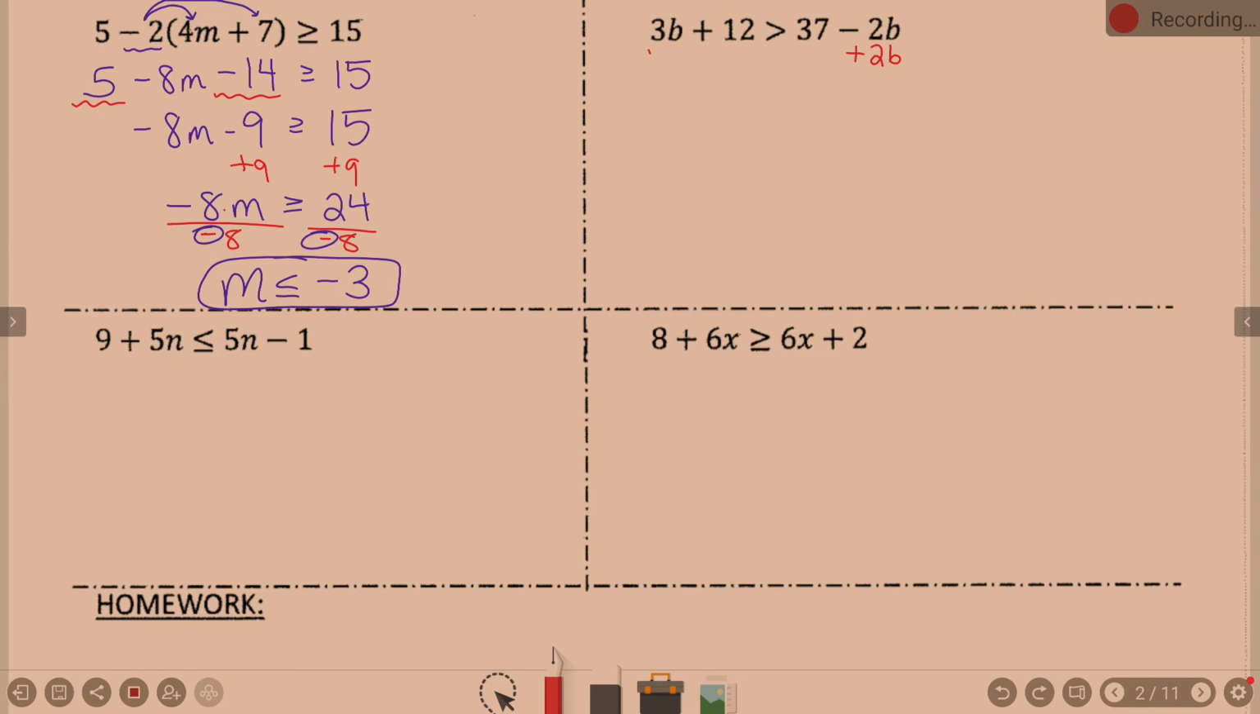The 3b. Where did everyone go? You guys can't give up on me yet. 3b plus 2b. 3 plus 2 is 5. There we go. 3b plus 2b is 5b. Carry down the plus 12. Carry down the greater than. Carry down the 37. And minus 2b plus 2b, that will cancel.